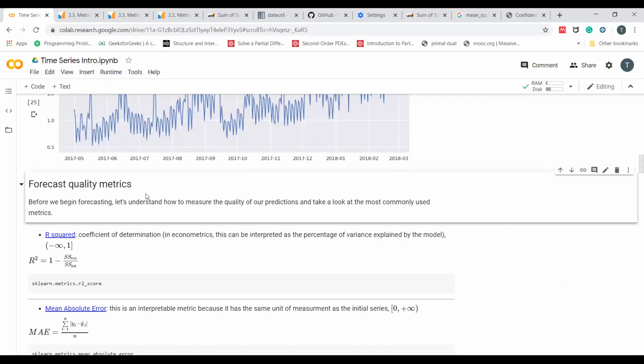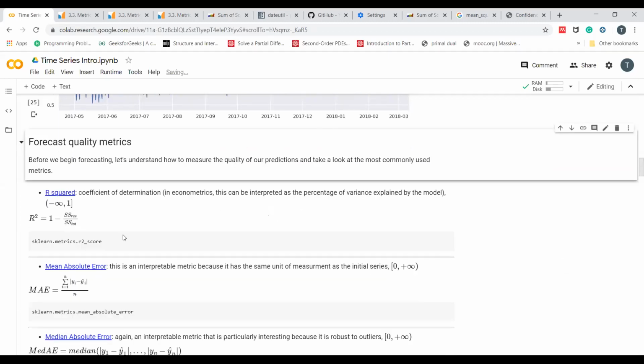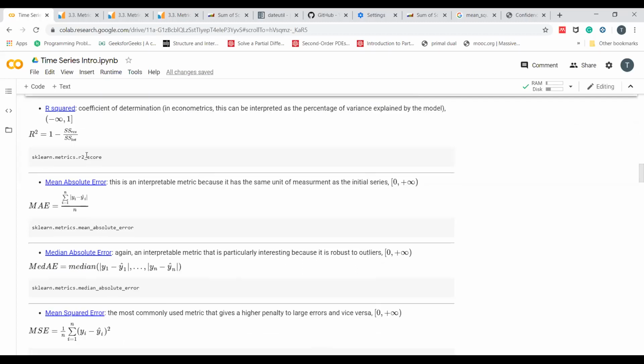Now, before we begin forecasting, let's understand how to measure the quality of our predictions and take a look at some of the metrics that we're going to use. The first metric is R squared. R squared is defined as 1 minus the sum of squares of the difference between the actual value and the predicted value, over the sum of the total difference between the actual value and the mean of this sample. And we can use sklearn metrics to import this metric.